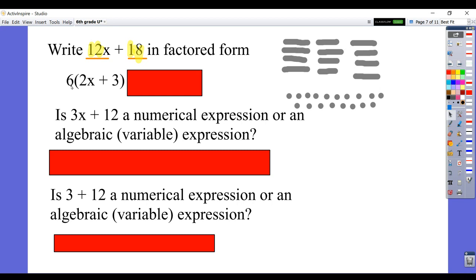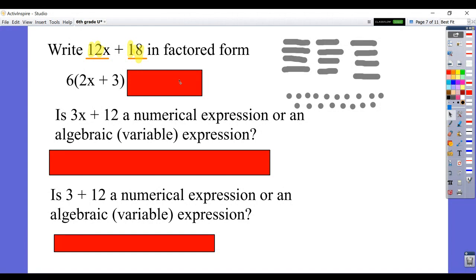And what would be in each group would be 2 of the x tiles plus 3 of the unit tiles. And if you wanted to in your picture, you could kind of draw and sketch out 2 x tiles plus 3 unit tiles and see that, again, yes, if you had 6 groups and each group contained 2 x tiles plus 3 unit tiles, that would be the same as a total of 12x plus 18. So we consider that factored form.